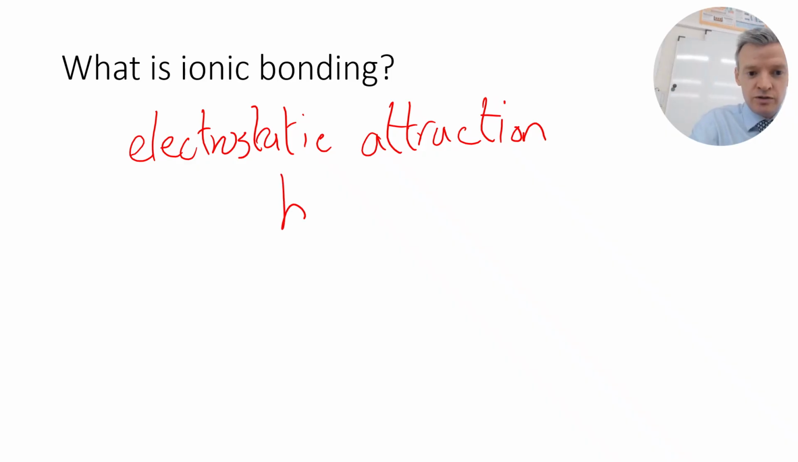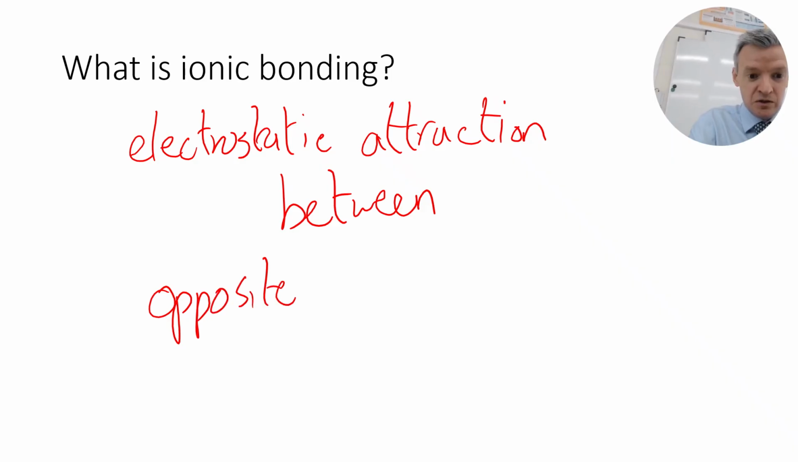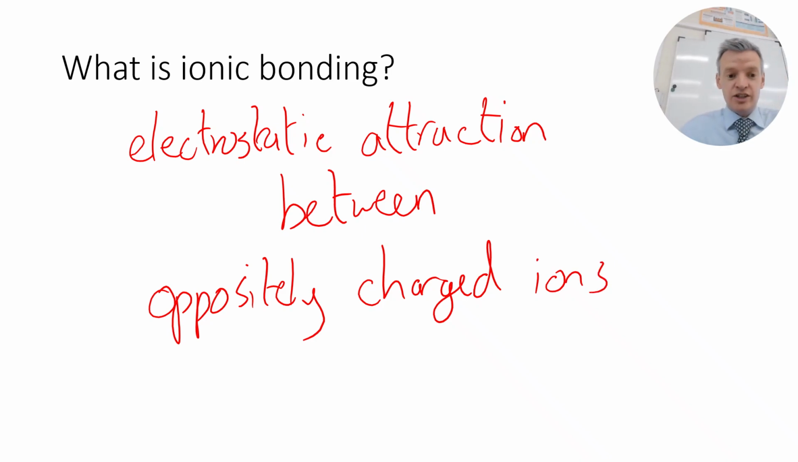Electrostatic attraction between, and you could say positive metal ions and negative non-metal ions, but it's easier if you just write between oppositely charged ions, and that is the definition for ionic bonding. Anytime you're asked what is meant by ionic bonding, it's the electrostatic attraction between oppositely charged ions.